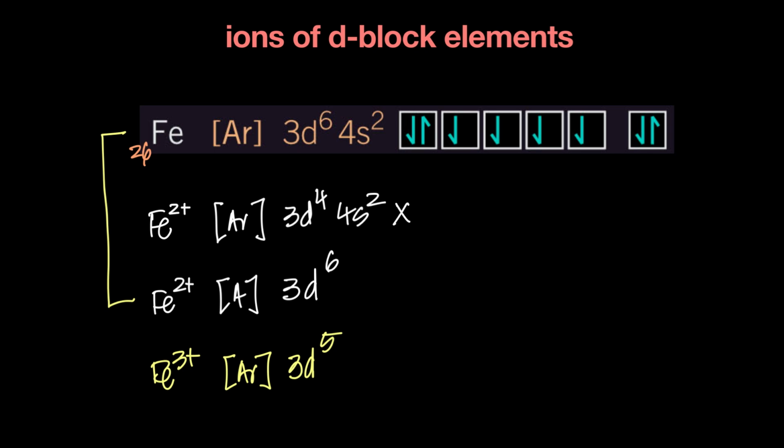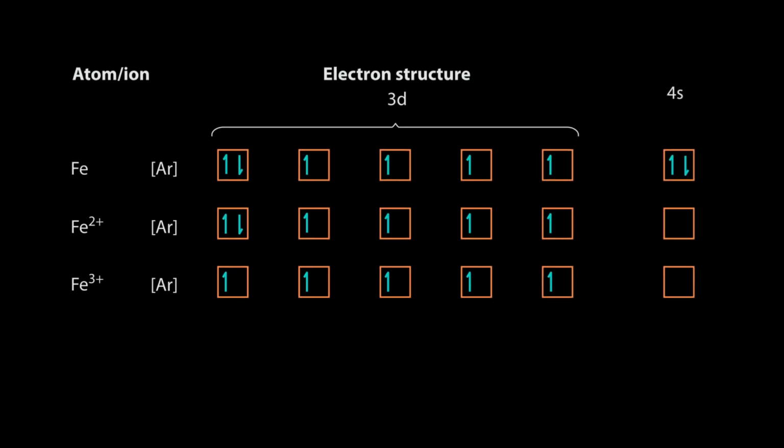So if I show you the electron box diagrams of these, iron 2+ and iron 3+, what do the 3d6 and 3d5 look like? It would be like this. If iron is 3d6 4s2, where one of the orbitals has electrons that are paired up, when iron 2+ is formed, the 2 electrons of the 4s are lost, the paired ones. So it becomes 3d6. And when it becomes 3d5, it loses the paired electron first before it loses the unpaired. And that's what you've got to keep in mind.